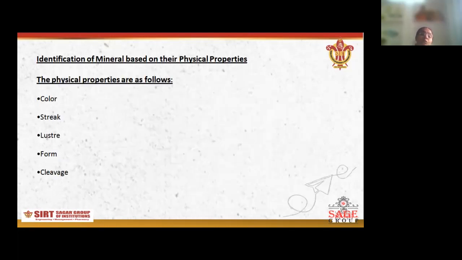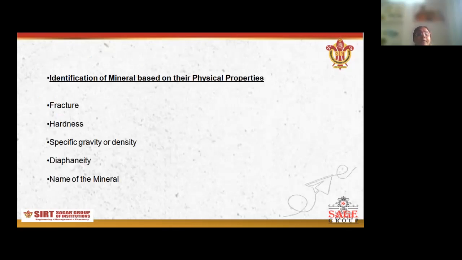First one is color, then streak, luster, form, cleavage, fracture, hardness, specific gravity, and the name of the mineral. The last property is the name of the mineral. Why do we place it here? Because on the basis of these properties we have analyzed that this mineral is this. So this last property, the name of the mineral, is placed here.